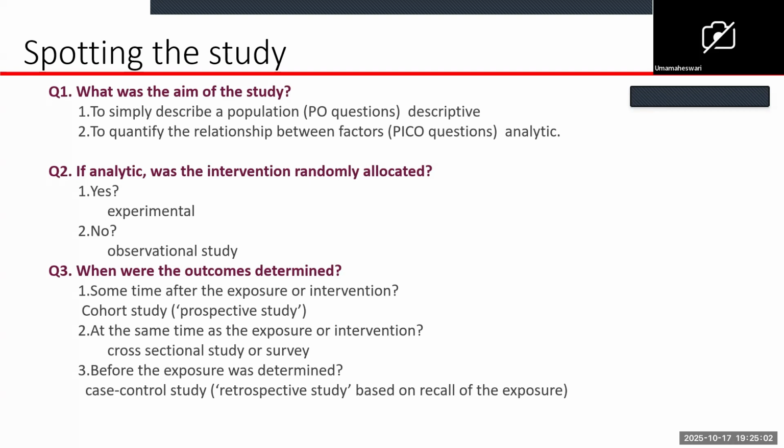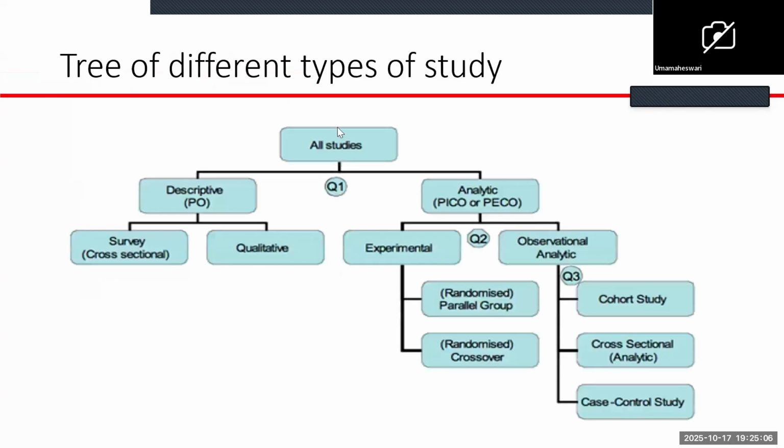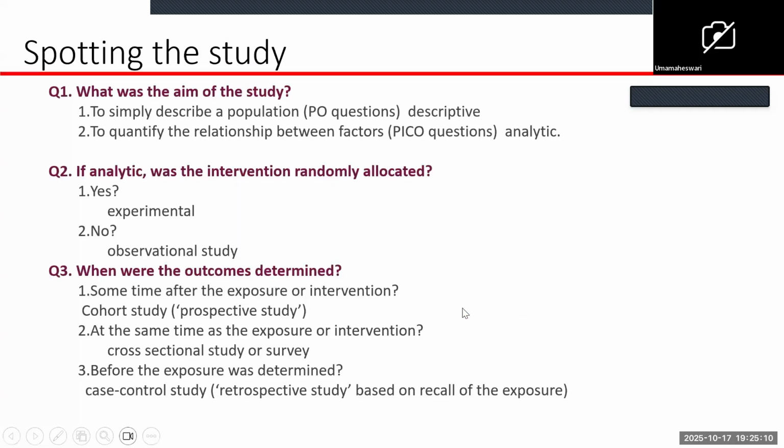If analytical, you see whether the intervention was randomly allocated. If it is randomly allocated, you're going to go for experimental. If no, you're going to go for your observational study. When was the outcome determined? That is your direction. Sometime after exposure or intervention, it's a cohort study. At the same time as the exposure or intervention, it's your cross-sectional study or survey.